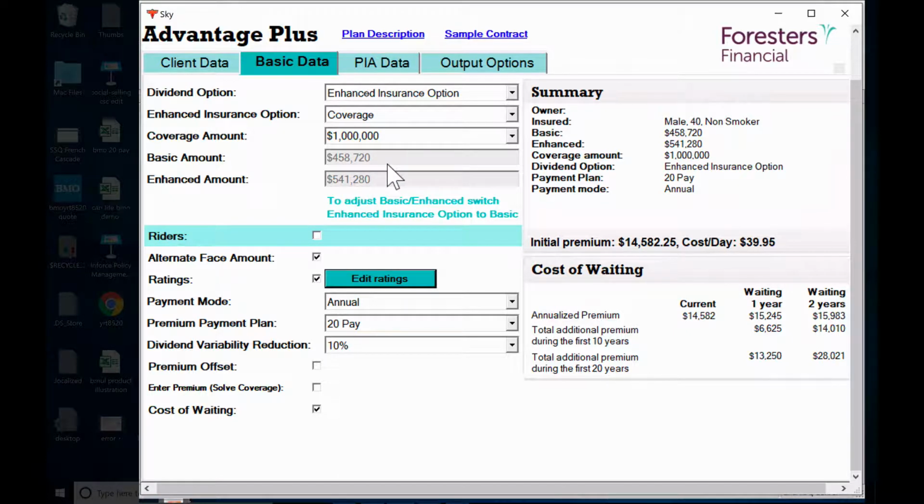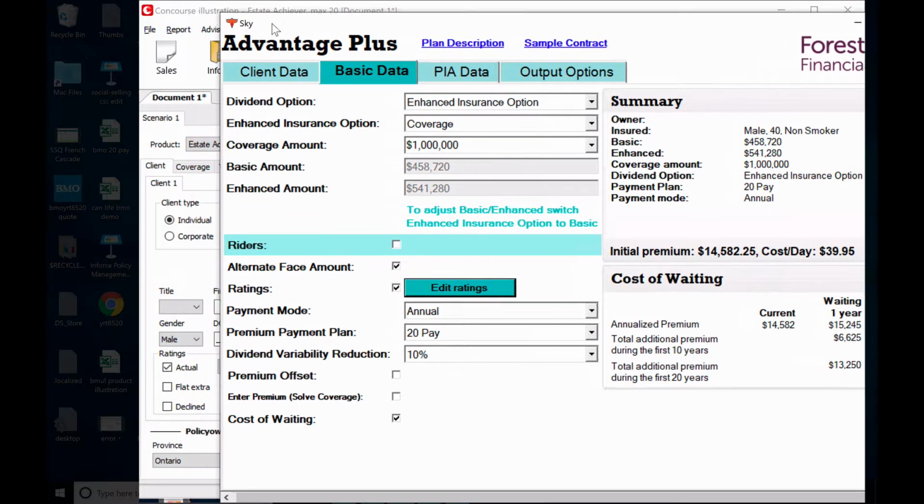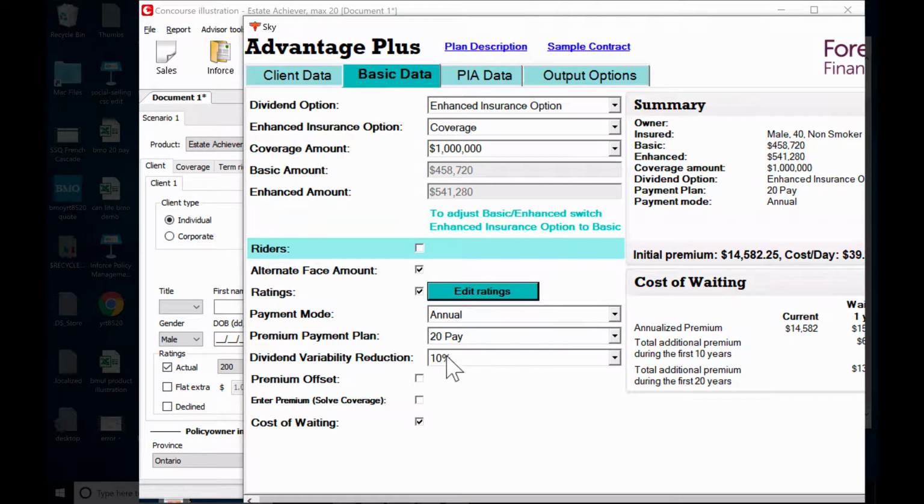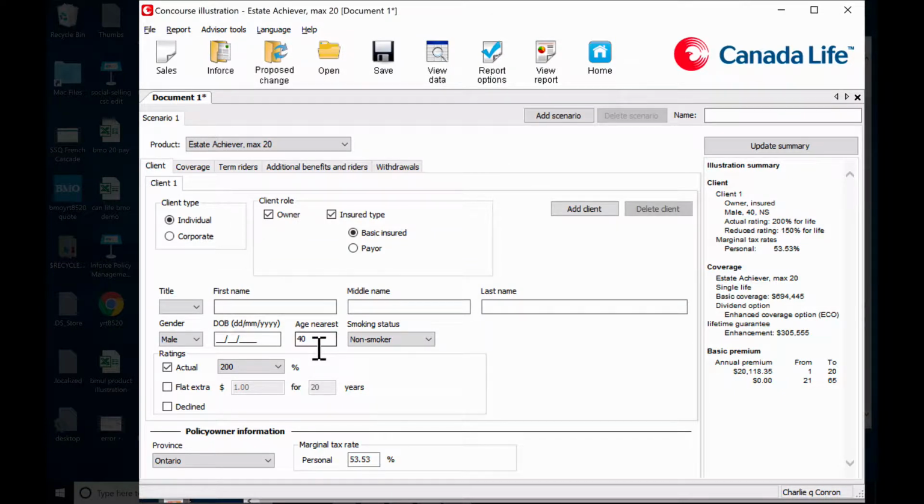But the neat part about this concept is that the rating does not apply to the enhanced amount, and that's the lion's share of this. Now, that's not necessarily true with all other plans. So you can see, where I've drawn up this plan as a 20-pay $1 million with my enhancement here. The premium is $14,000. If I do the same thing, so 40-year-old male, you can see I've got a 200% rating.